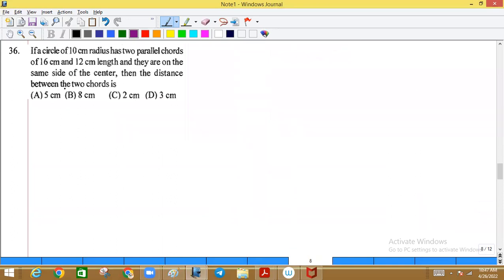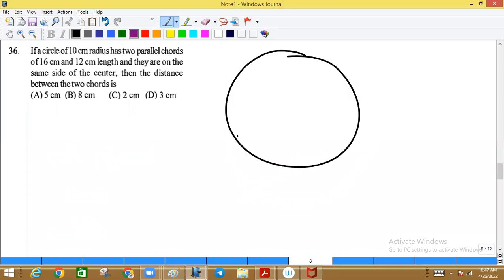If a circle of 10 centimeters radius has 2 parallel chords. When parallel chords are there, it is all about Pythagoras rule, I said. If a circle of 10 centimeter is the radius, so hypotenuse is how much? 10. Has 2 parallel chords of 16 and 12. Half of 16 is 8 and half of 12 is 6. You can imagine, they are on the same side.